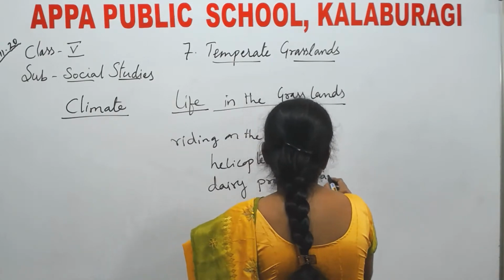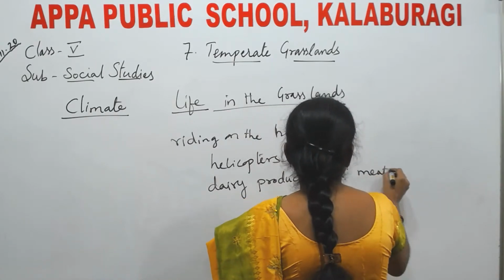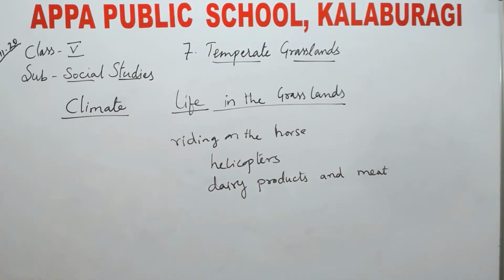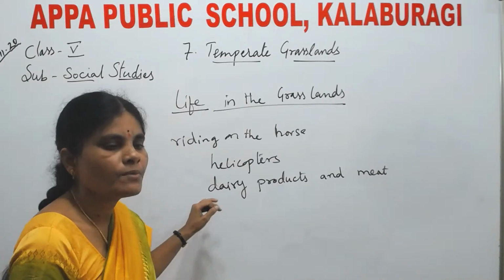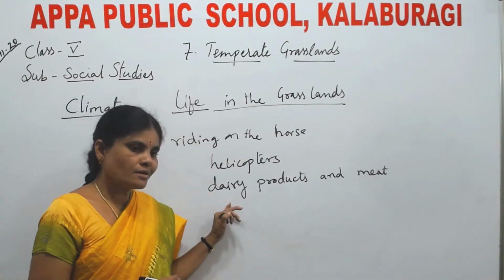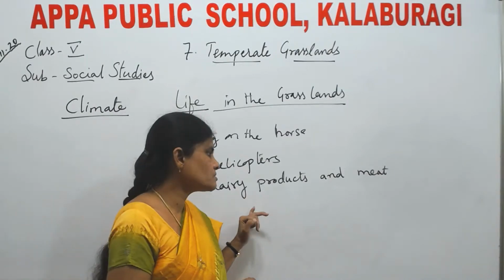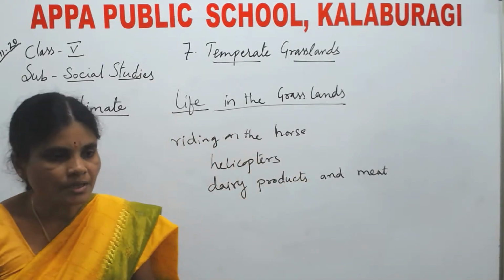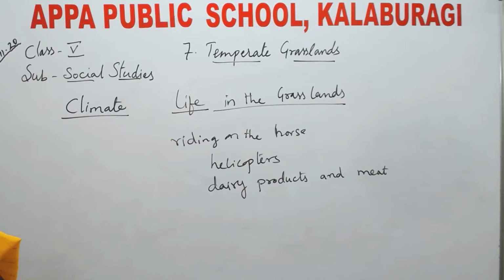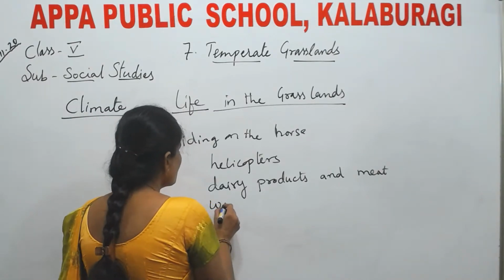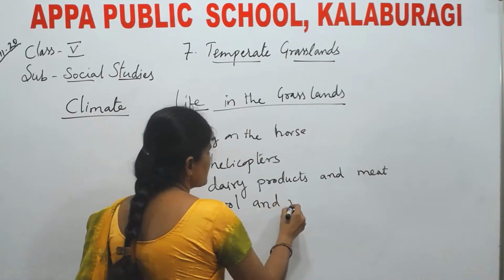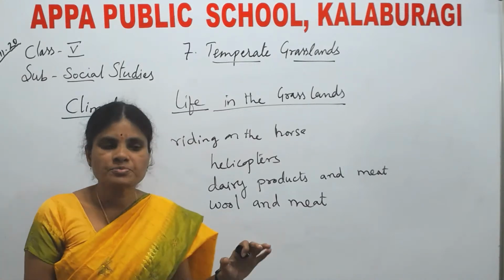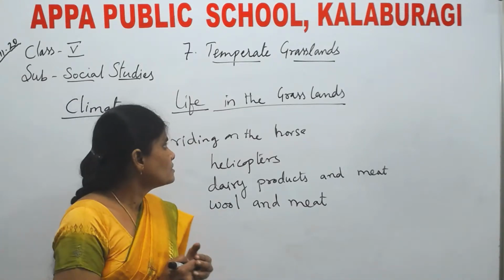Dairy products and meat. Okay, what are dairy products? Dairy products are nothing but milk, curd, ghee, butter, buttermilk. All these are called dairy products. If you know. Okay. Next, in Australia, people rear sheep because of wool and meat. Understood?